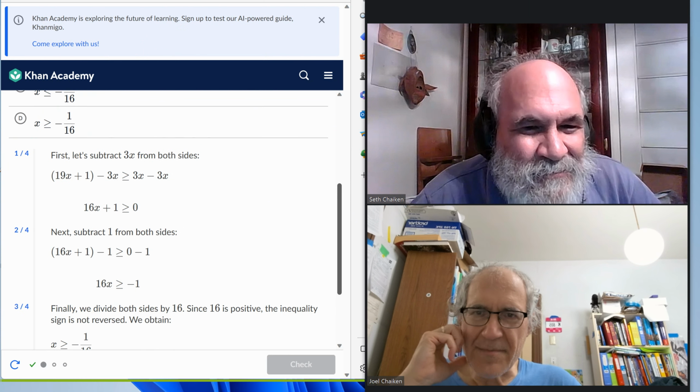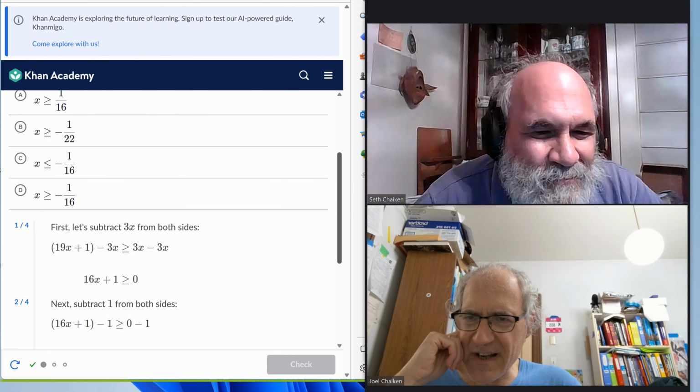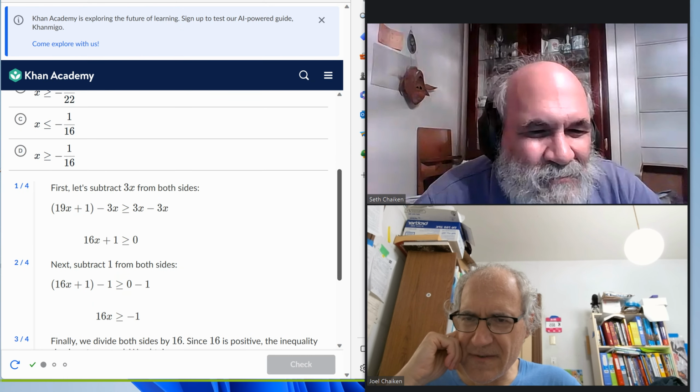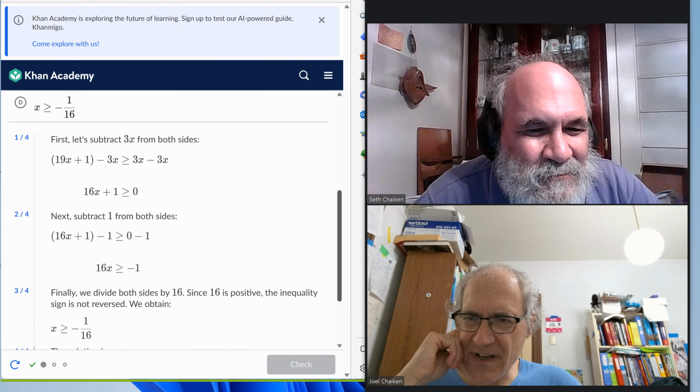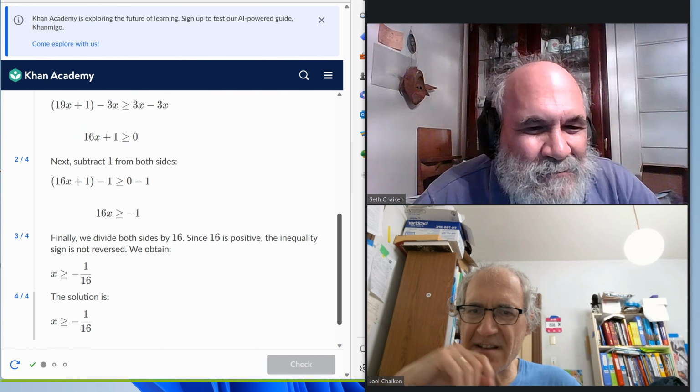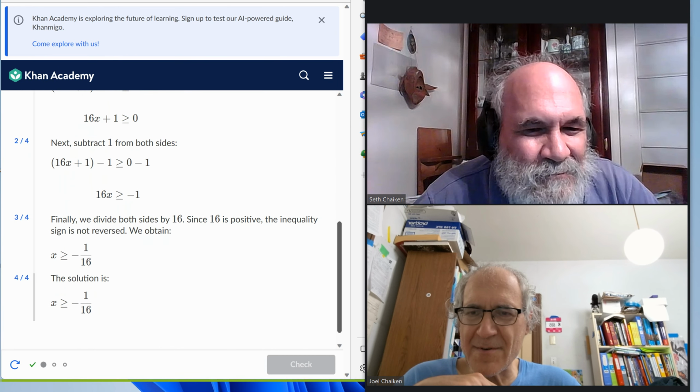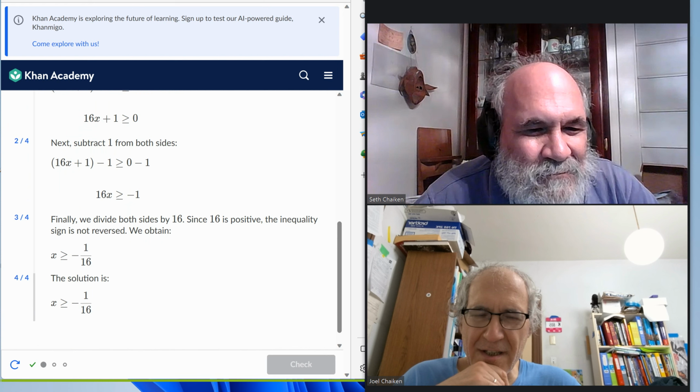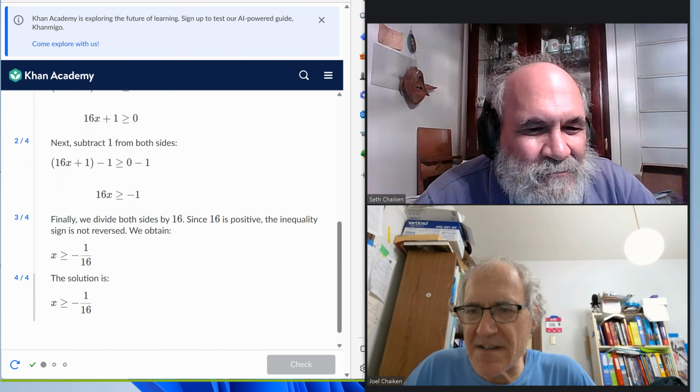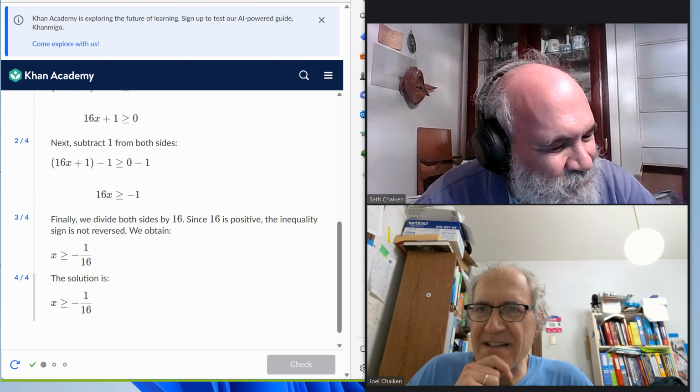This only has 4 steps. First, let's subtract 3x from both sides. Very nice. Now let's subtract 1 from both sides. Very nice. Finally, divide. 6 is x, since 16 is positive. Inequality, Seth said that himself, and that's it. Okay, great. So we've done the first 2 on the advanced. Okay, so I guess that's it for that.